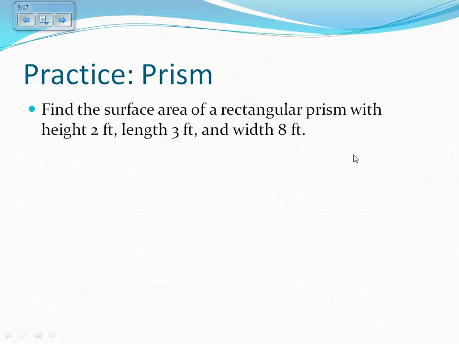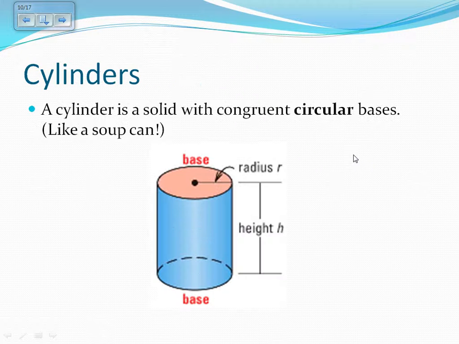Is that all right? All right, the next thing we need to do is cylinders. The same process for cylinders. Think of a soup can when you think of cylinders. The only difference between a cylinder and a prism, the top and the bottom now are what? Circles, okay? And we call the other piece the height.